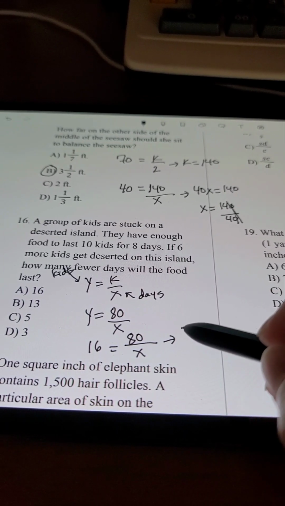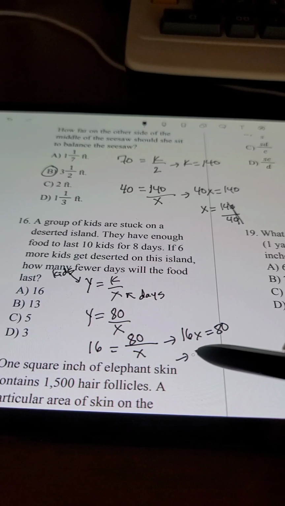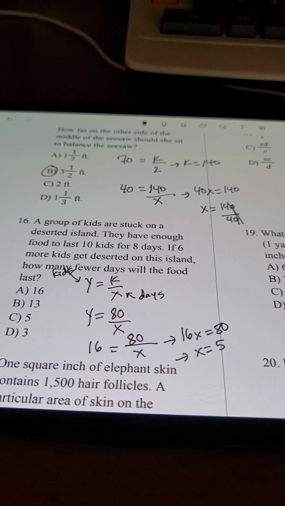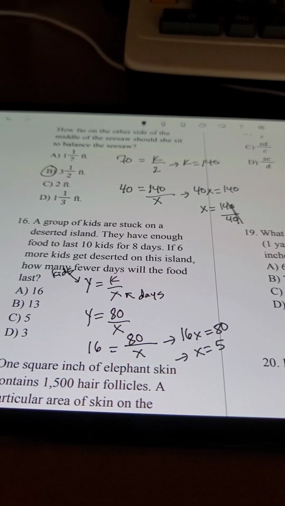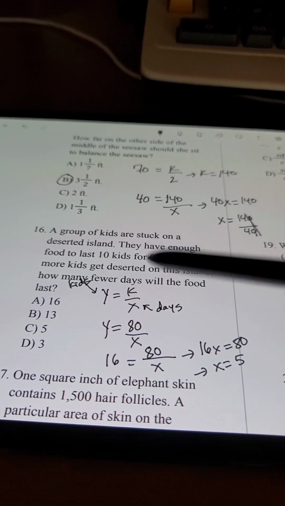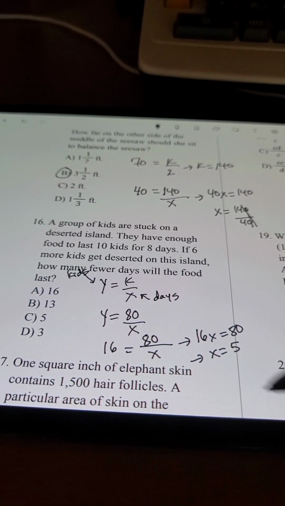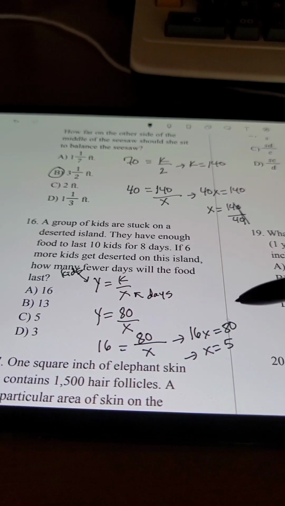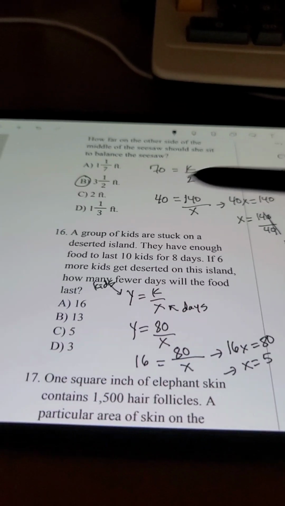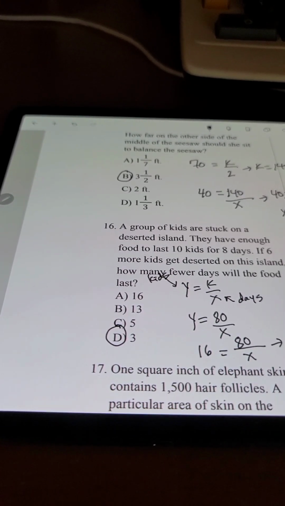Multiply each side by x, I get 16x is equal to 80. Divide by 16 on each side, I get x is equal to 5. So they will have 5 days of food to last, but be careful because the question is asking how many fewer days the food will last. It's going to last 8 days at first, then when you add the kids, it is going to last 5 days, so that's 3 days fewer. So it would be D.